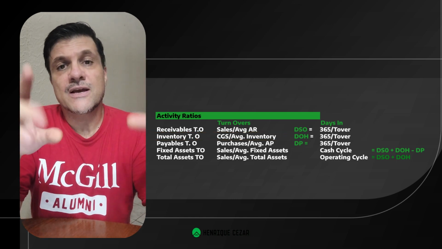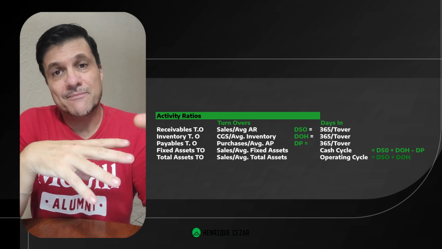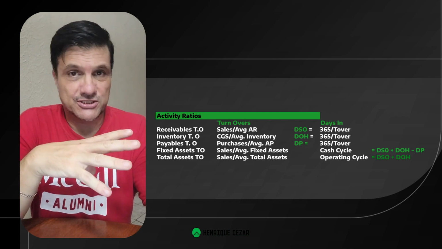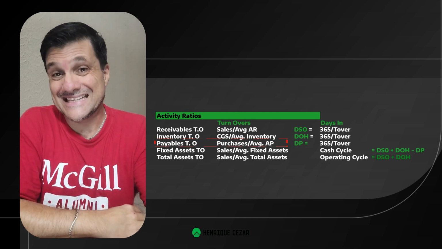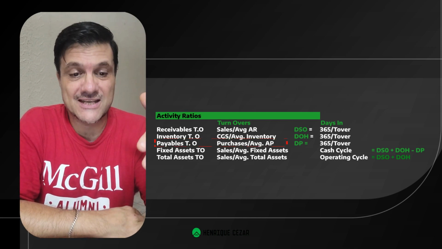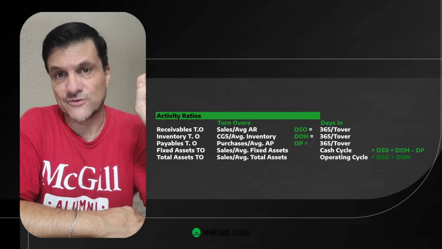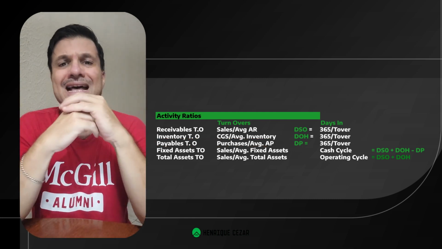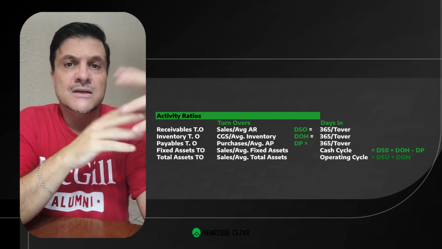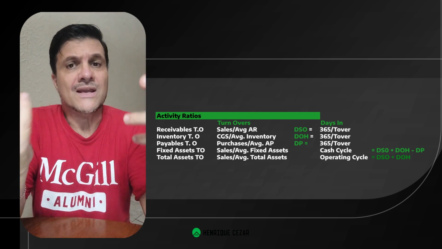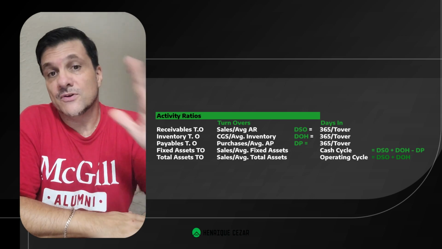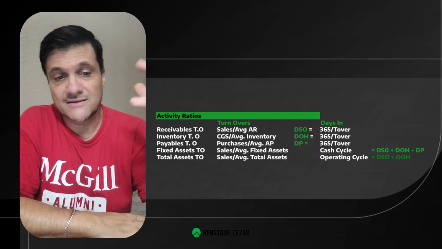And for the payables, you can either put cost of goods sold, but the best one will be purchases or net purchases of the year. It should be given in the problem. We don't usually see net purchases on the income statement, right? Cost of goods sold we can get from the income statement, but net purchases we usually have to calculate, or it has to be given in the question. But there you go. Those are the 5 turnovers, right?